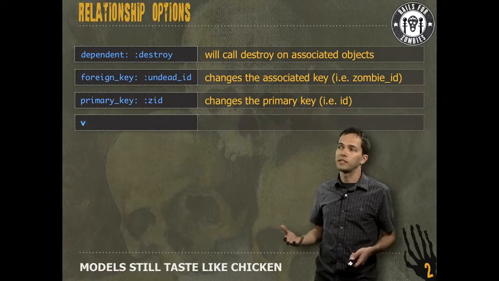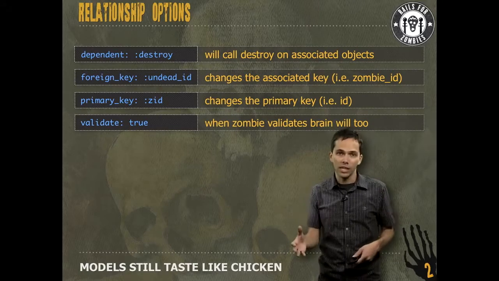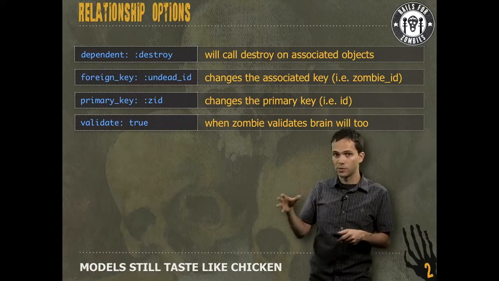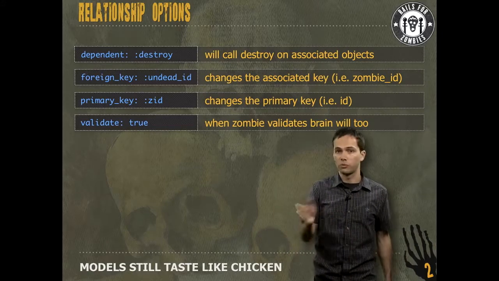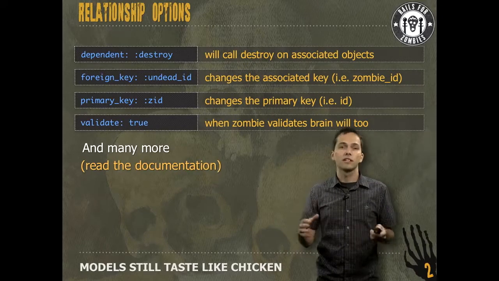You can even change the primary key if you want. You can also specify validate true on a relationship. So in this case, if we had validate true on brain, when we saved zombie, it would also validate to make sure the brain validates as well. If not, it wouldn't save it, it would return false. And there's lots of other relationship options. Check the documentation.